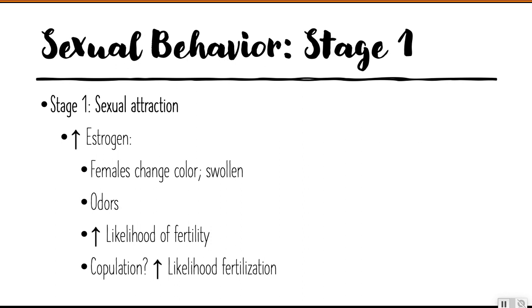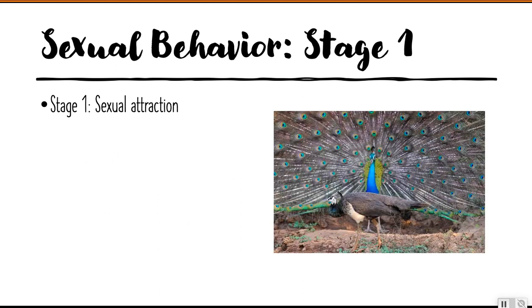And if we have high estrogen and there is copulation, there is a better likelihood of being able to fertilize the egg and then have a successful offspring. So males want to know when females are high in estrogen for a lot of different reasons. In most species, females signal either via outward swelling or changing colors of skin, or from odors.